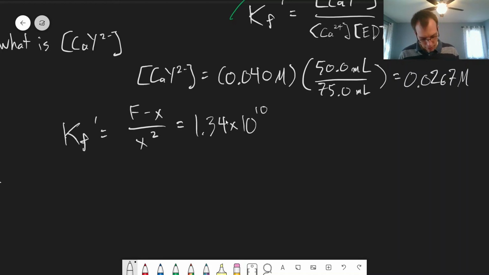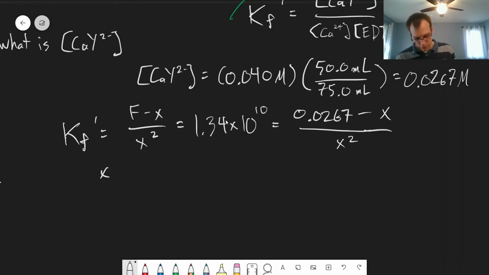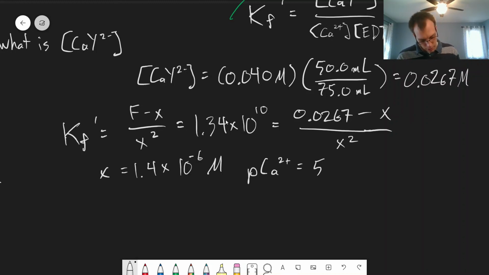So then we can plug in our specific value of 0.0267 minus x divided by x squared. We solve for x here. This will give us a quadratic formula, and we'll get 1.4 times 10 to the minus 6 molar. If we plug that into the p calcium formula, negative log base 10, we get a value of 5.85. So this is increased by quite a bit from before the equivalence point, as we'd expect.